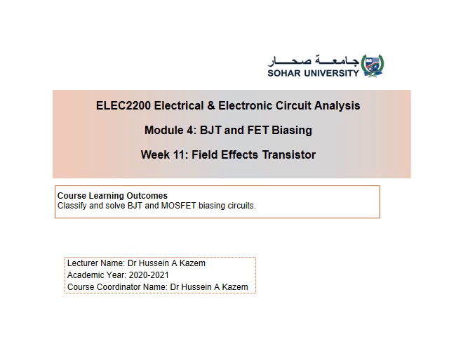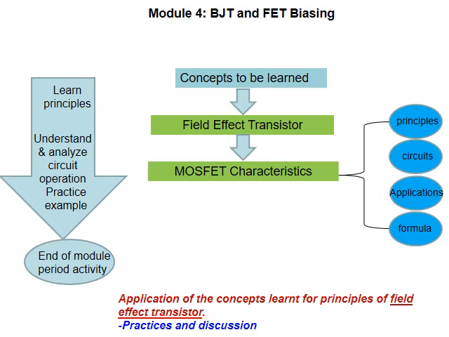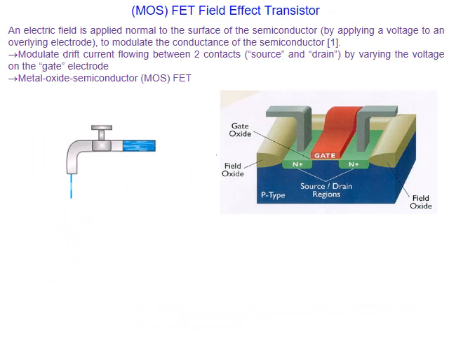Hello everybody, welcome back again to electrical and electronic circuit analysis, where today we are going to talk about the field effect transistor. Two things we are going to describe: the principles of operation, the material, and the different operation regions within the characteristics, input characteristics and output characteristics. So we'll talk about the field effect transistor, FET, and MOSFET characteristics, which is metal oxide semiconductor field effect transistor.